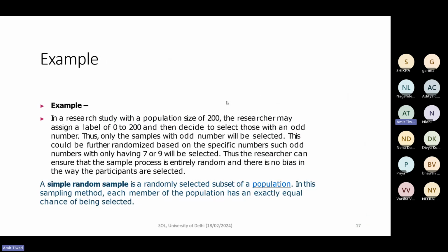Another example I have listed here is that in a research study with a population size of 200, the researcher may assign a label of 0 to 200 and then decide to select those with odd numbers. Thus, only the samples with odd numbers will be selected. This could be further randomized based on specific numbers, such as odd numbers having only 7 or 9 will be selected. Even though this is also a kind of simple random sampling, I am giving certain systematization in this. So we can say this can go under systematic sampling as well.